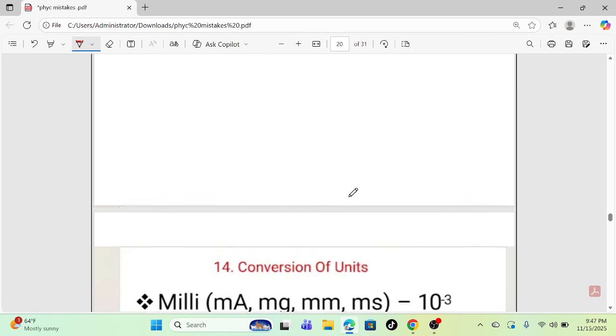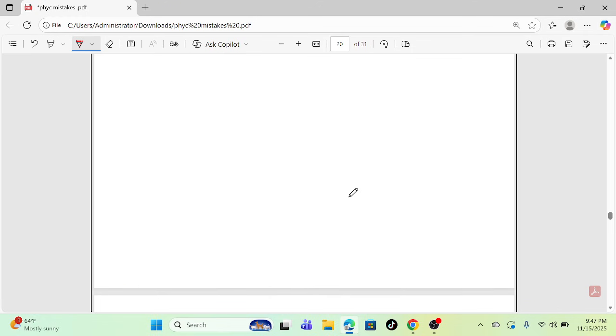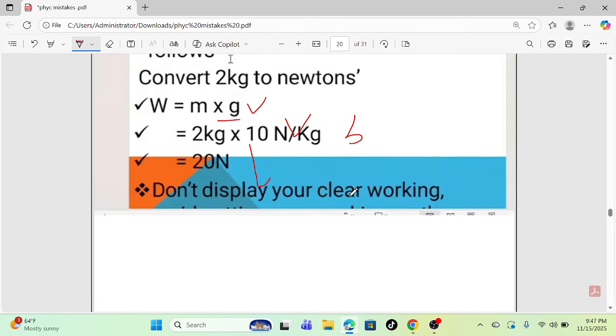So you are supposed to display your clear working. What you're supposed to display is the systematic way. Systematic. For example, if a student writes like this, kama mwanafunzi ameandika 2 times 10, 20 Newton.